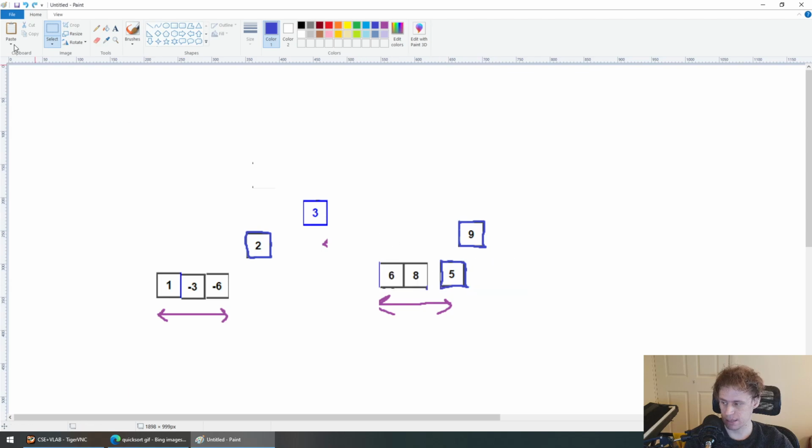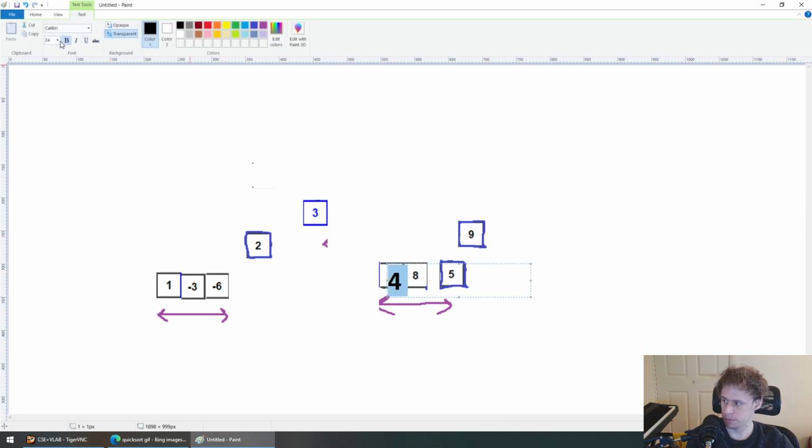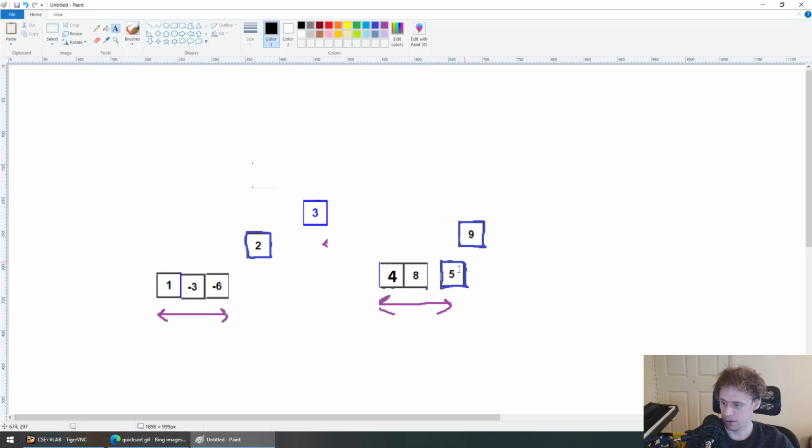If I just change these numbers around, let's say one of these was a 4, for instance. Oh my god, that's a big 4. If one of these was a 4, then what we'd want to do is rearrange these so that everything left of here is smaller than 5, everything right of here is greater than 5, and then we'd end up with something like this, where 5's in the middle.